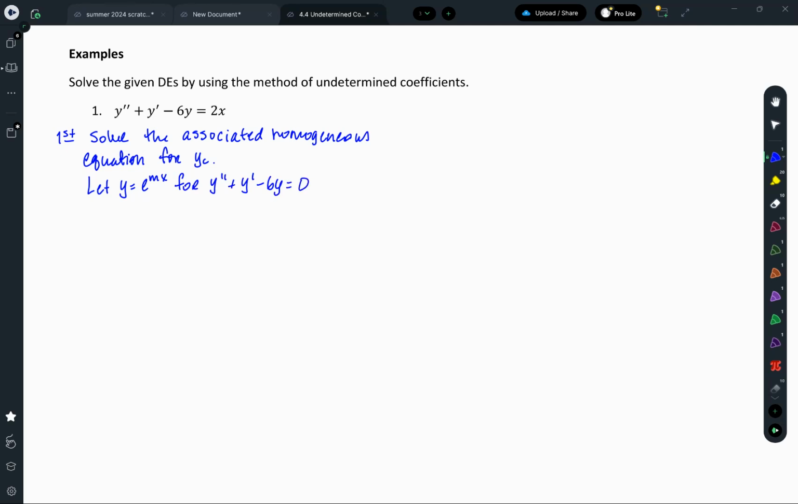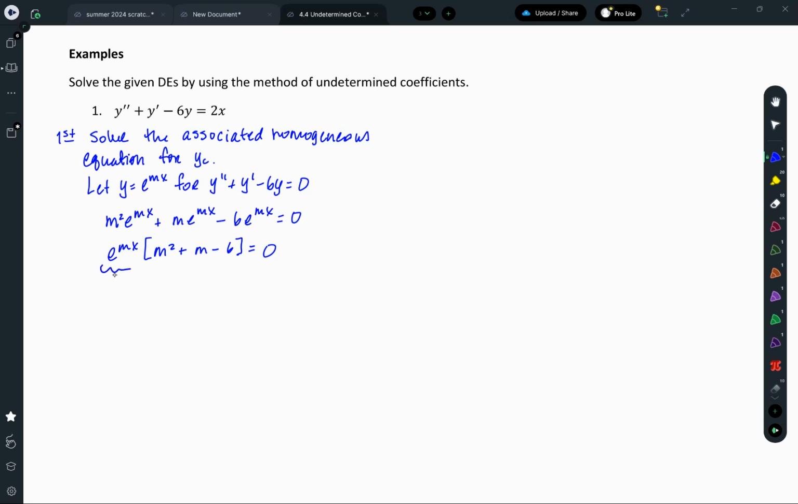I'm not going to calculate the derivatives. We know what y prime is, m e to the mx, y double prime is m squared e to the mx. I'm going to go ahead and substitute them in. So I get m squared e to the mx plus m e to the mx minus 6 e to the mx is equal to 0. I factor out the e to the mx. That leaves behind an m squared plus m minus 6 is 0.